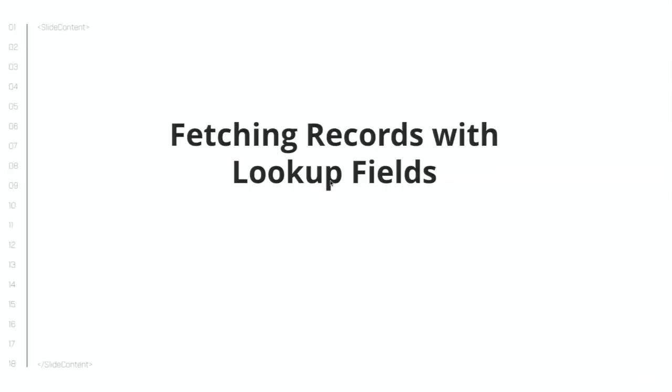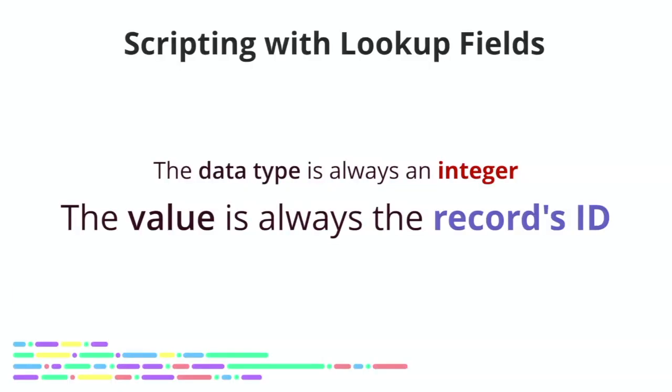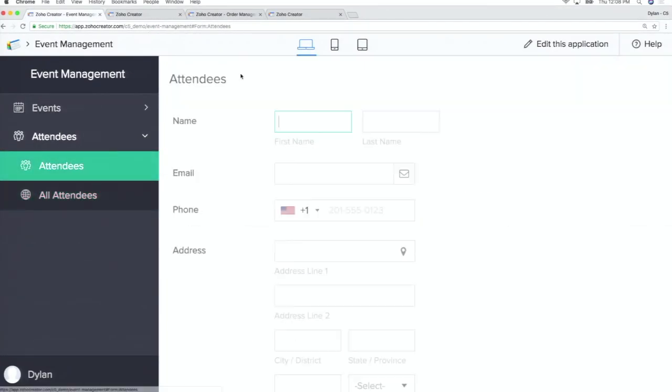All right, so I'll get back to that idea in a little bit, but first, let's take a look at fetching records using lookup fields. When you're working with a lookup field, what you're actually working with is the record ID. So let me explain using a real example here.